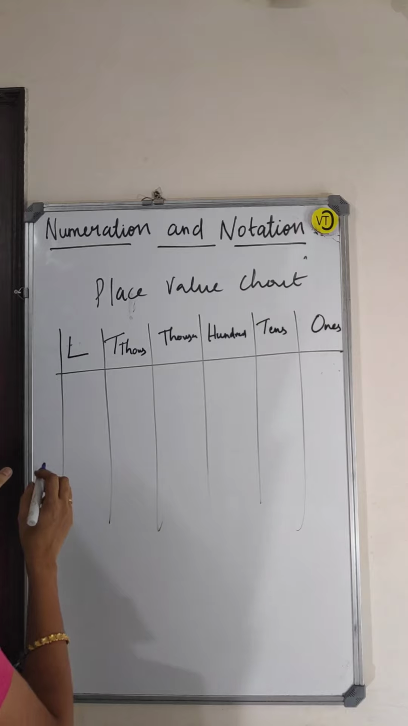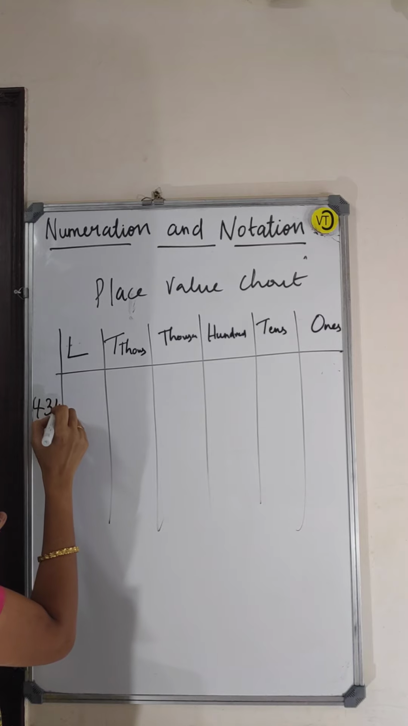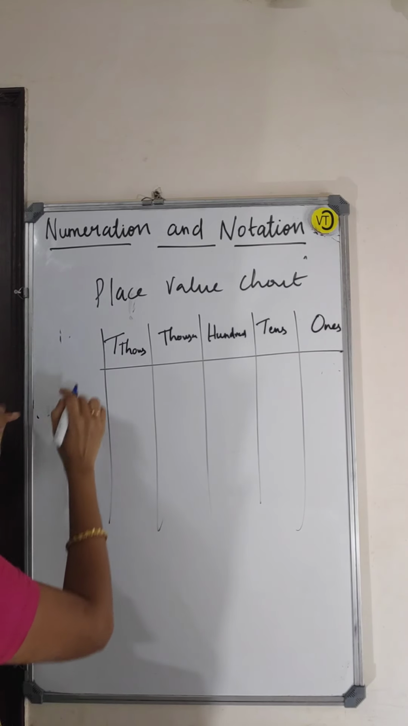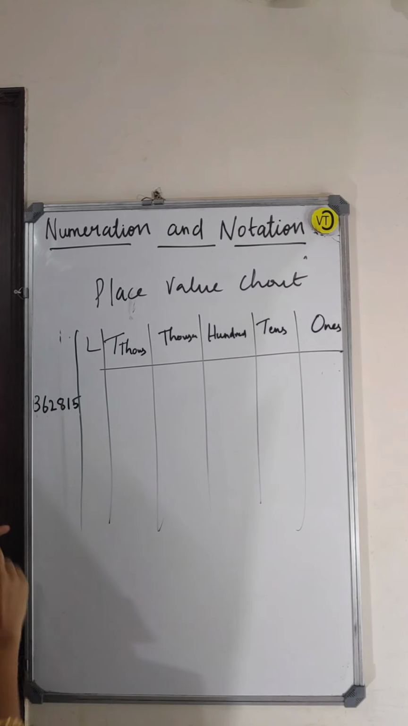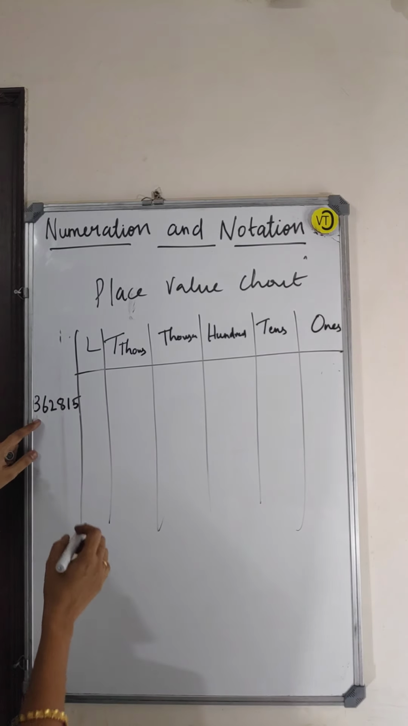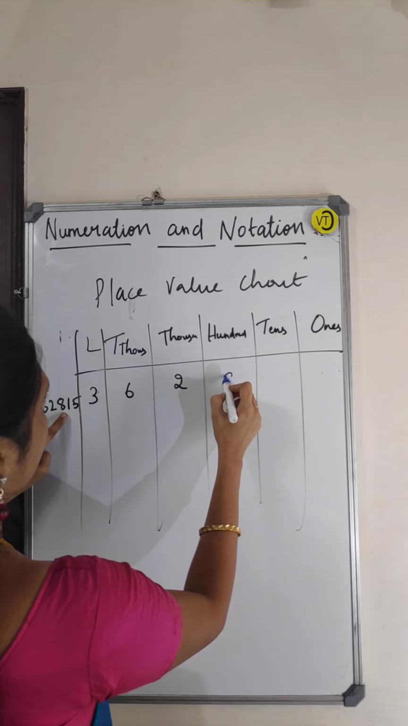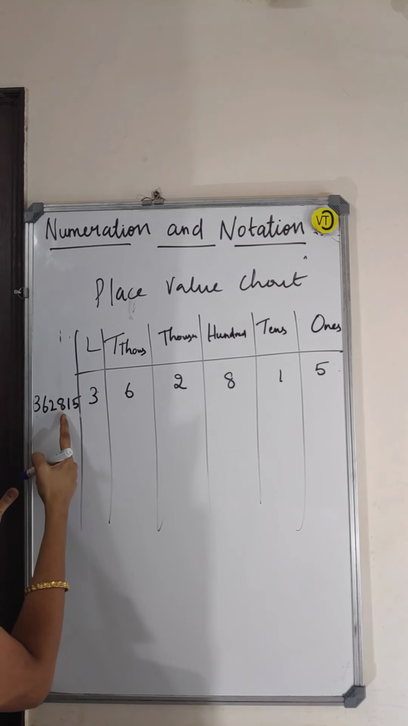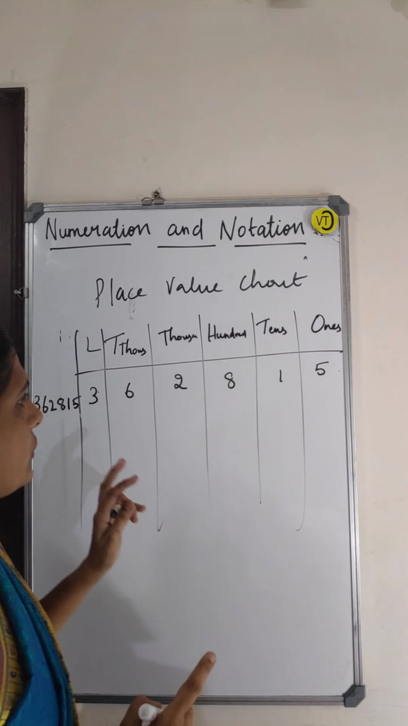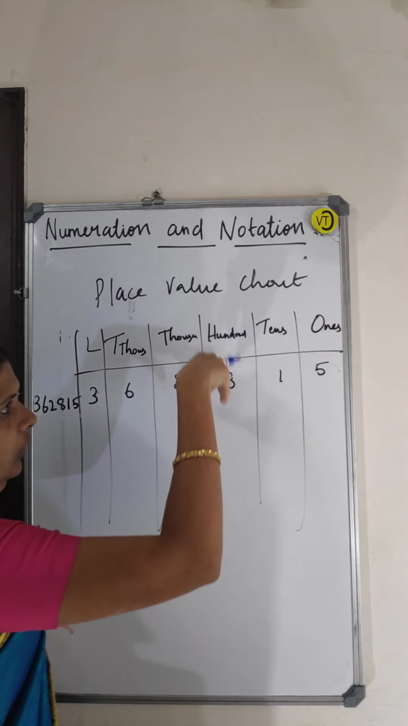One number I am writing: the numeral 362815. How can I write this one? 5 ones, 1 tens, 8 hundreds, 2 thousands, 6 ten thousands and 3 lakhs. So this is the place value chart. I can represent each digit of the number in its column.